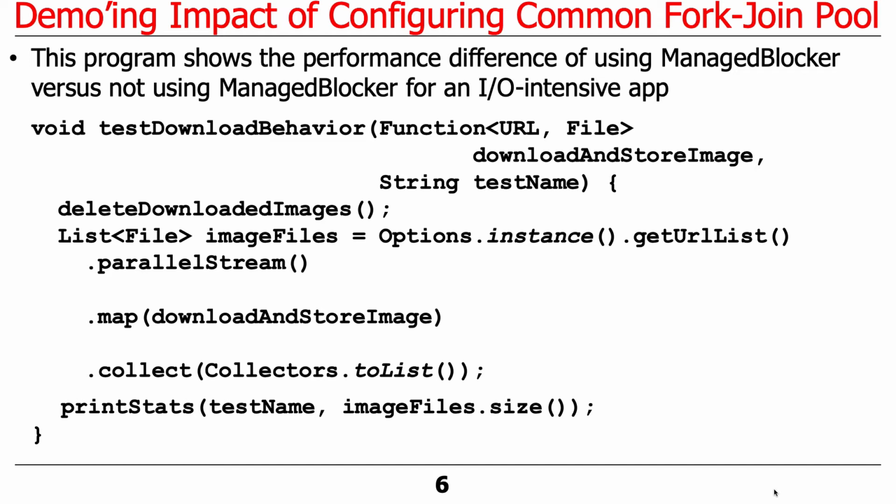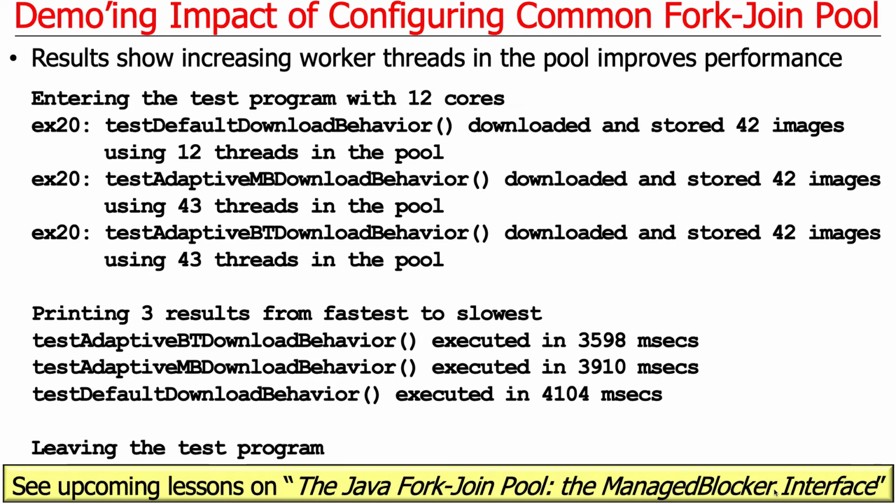Some variants will not do anything to the fork join pool at all. It'll just keep its default size. Other ones will adaptively and dynamically add more threads to the pool. And then we collect the results and print the statistics. When we run the program and see the results, they're really interesting.